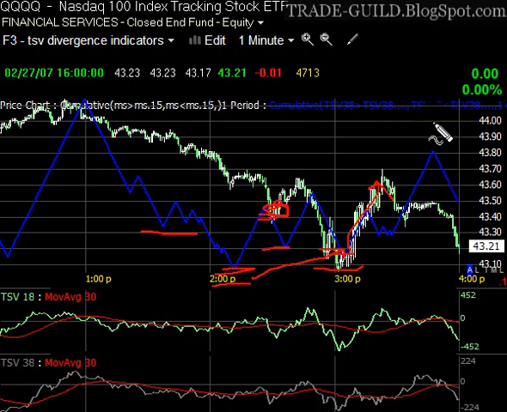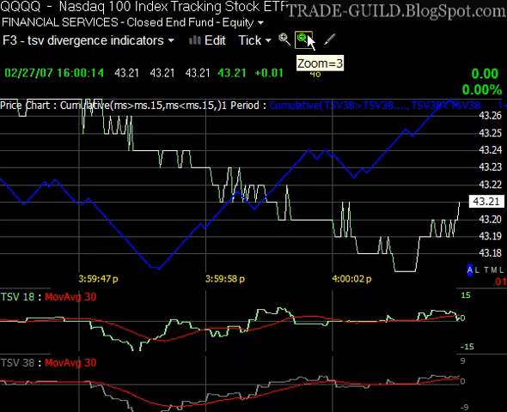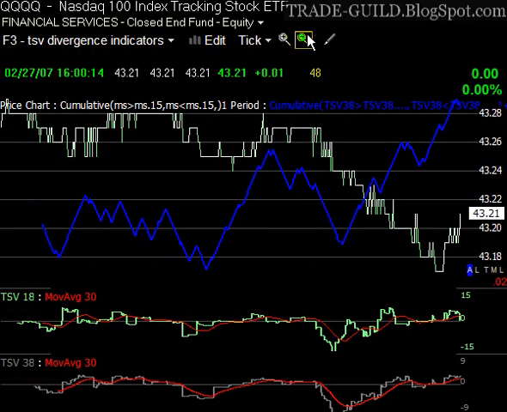So it did what it's supposed to do, and we got the pullback, which makes this in gear, and now it has moved up higher and it's pulled back again. So price is getting close to this 3 o'clock low, and this indicator is still pretty high up there. So the Qs, let's take a look at the tick real quick. The Qs certainly look like they could bounce.